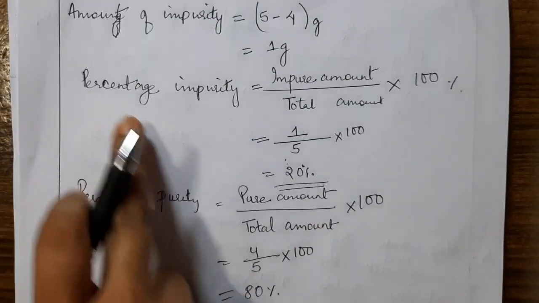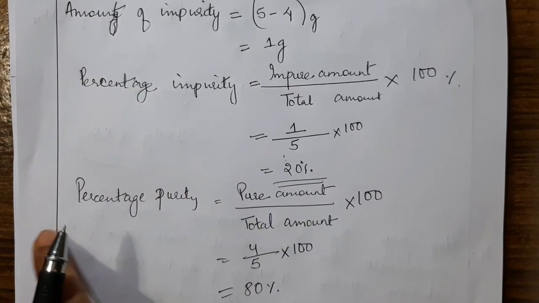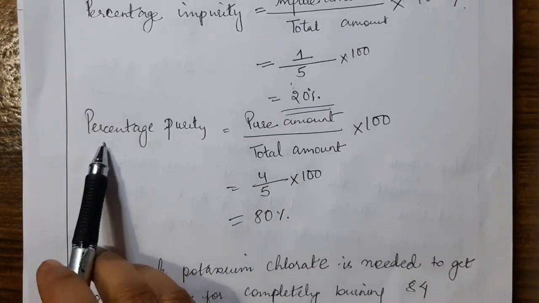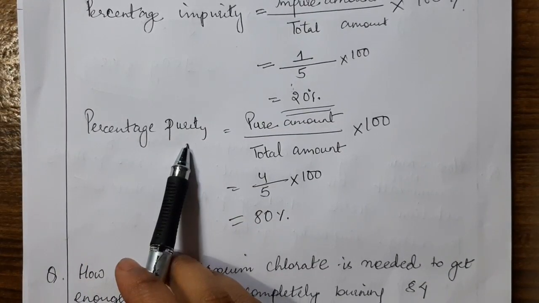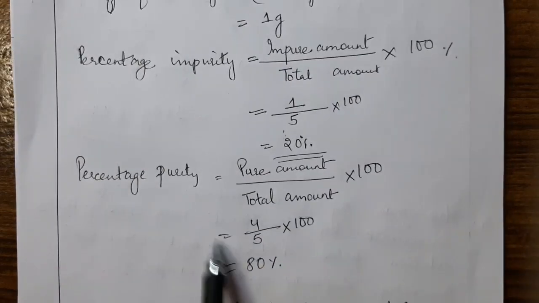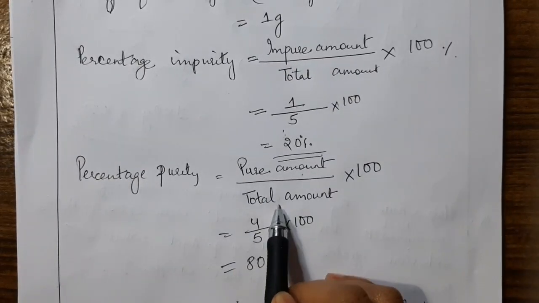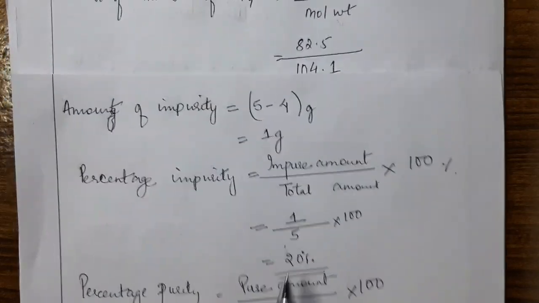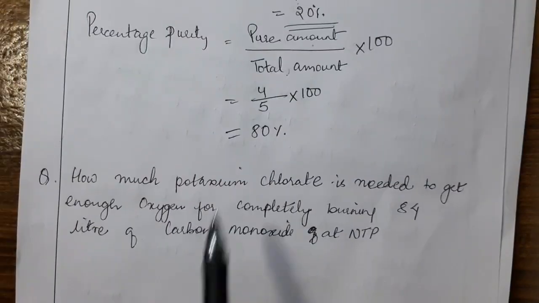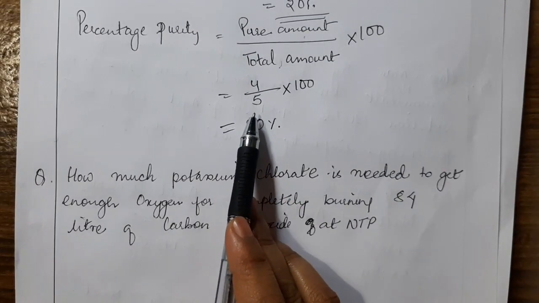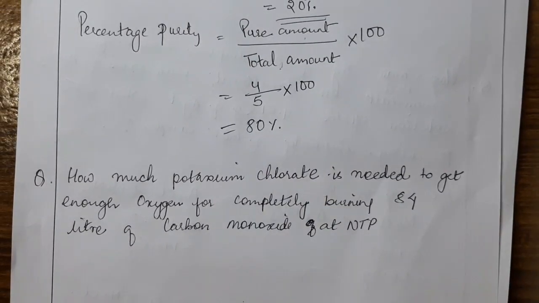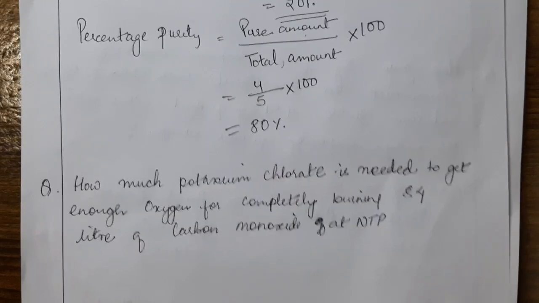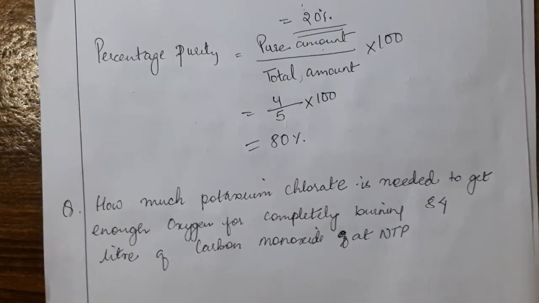Okay, so we got the percentage impurity. I have done extra work out here. Percentage purity I have also found out. Percentage purity would be pure amount divided by total, similar to this one, into 100. What is the pure amount? 4 grams. So 4 grams divided by total, which was 5, into 100, that is 80%. That is the percentage purity.